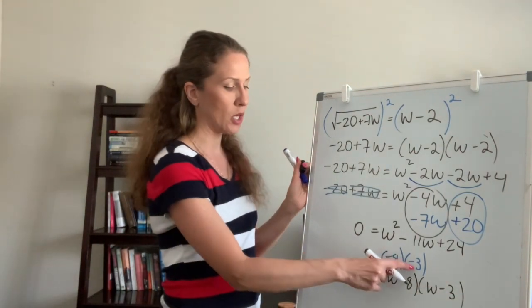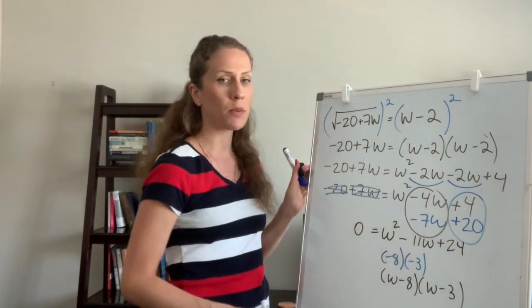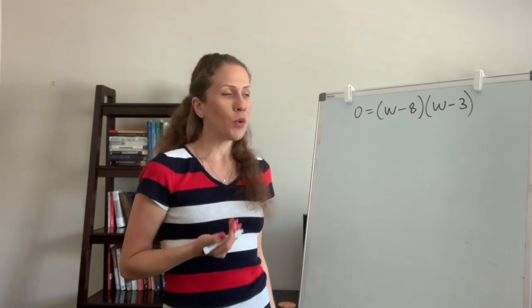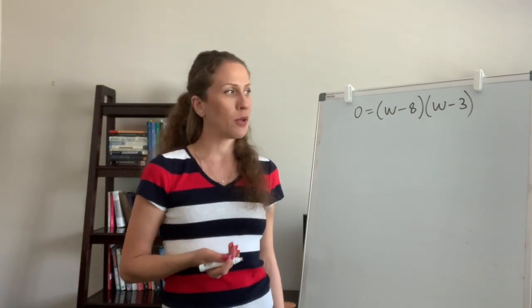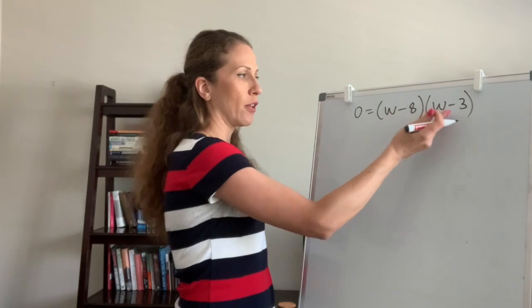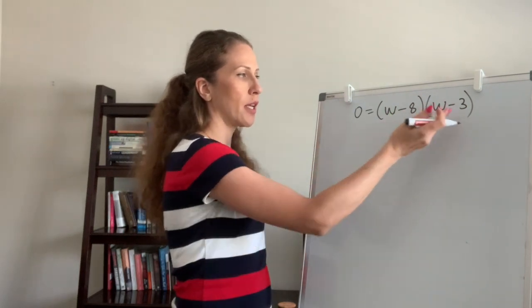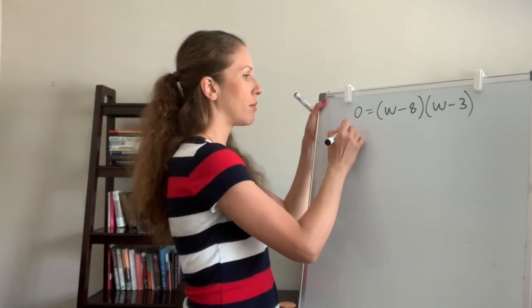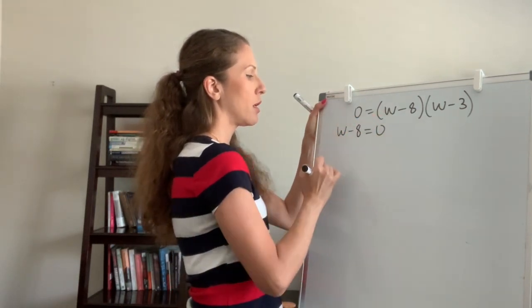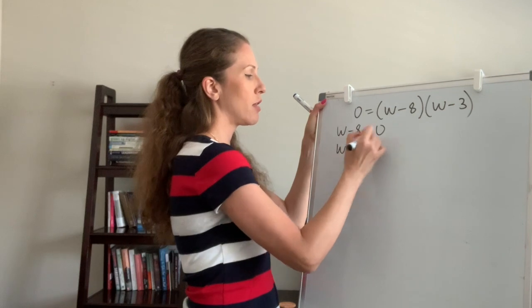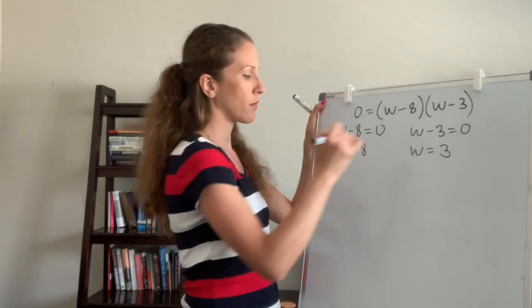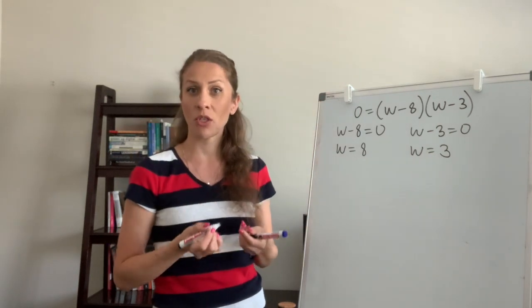I just use these two numbers and place them here with parentheses next to w, and remember that it equals 0. So at this point, all we need to do to solve for w is to take each of the factors. The first factor is w minus 8, and the second factor is w minus 3, and set each equal to 0. So you have w minus 8 equals 0, which means w equals 8. And then you also have w minus 3 equals 0, which means w is 3. These are the two answers that we must check.